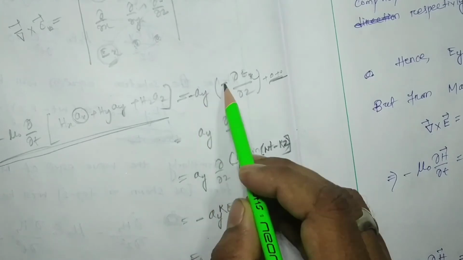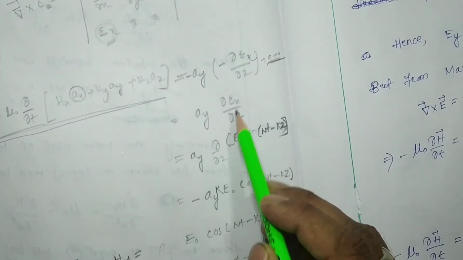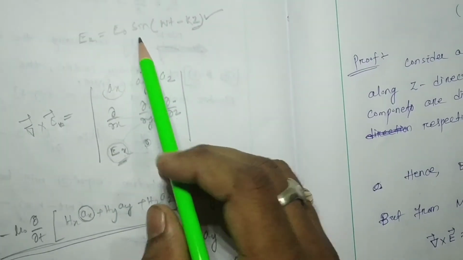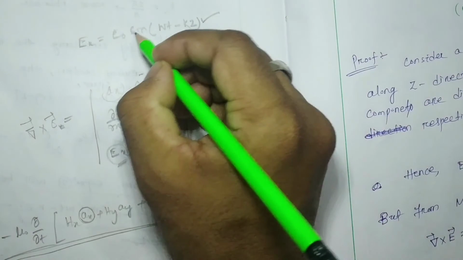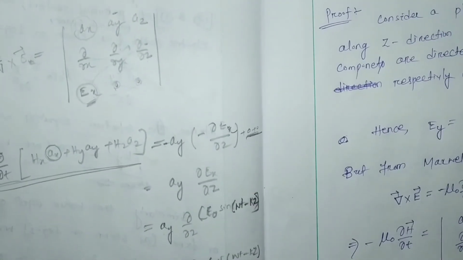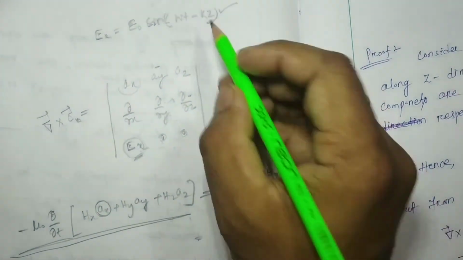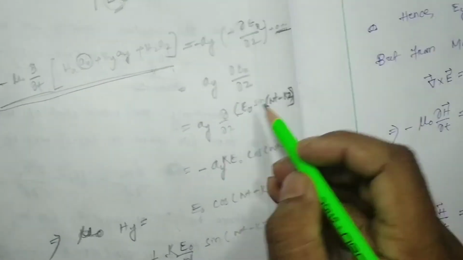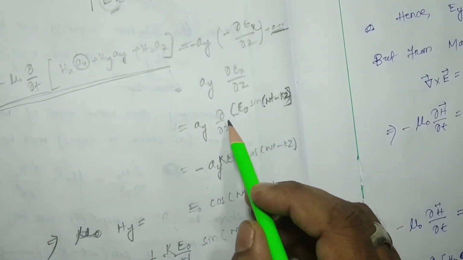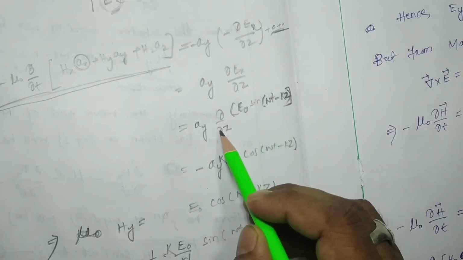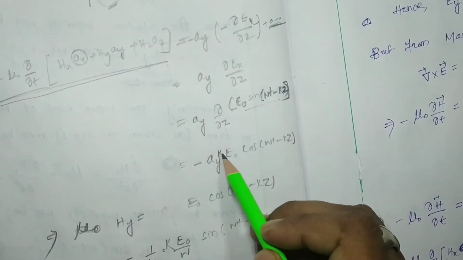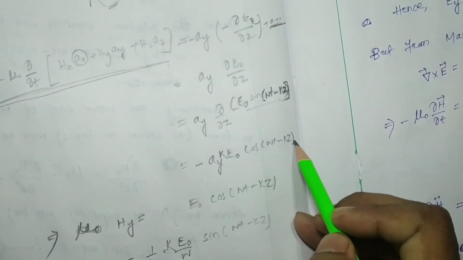Now this will be minus and minus, so it will be plus ay del by del z of ex. Ay del by del z of ex is nothing but our E0 sine omega t minus kz. So you just put here E0 sine omega t minus kz, and the first derivative with respect to z of this one is nothing but minus k. So it will be minus ay k E0 cos omega t minus kz.